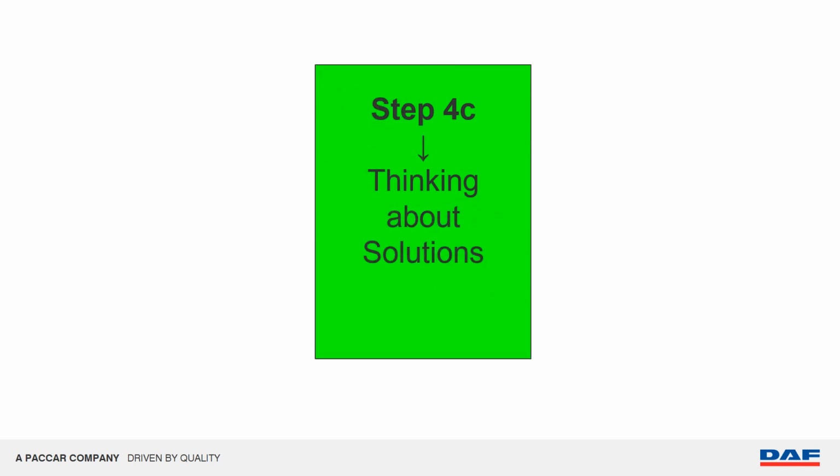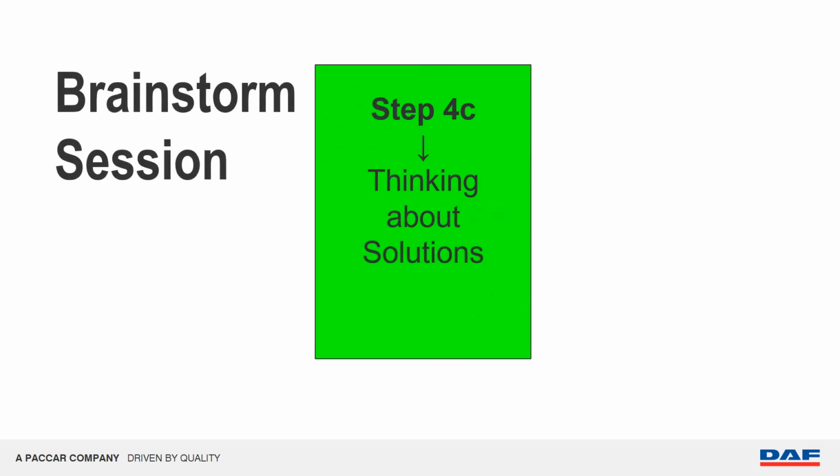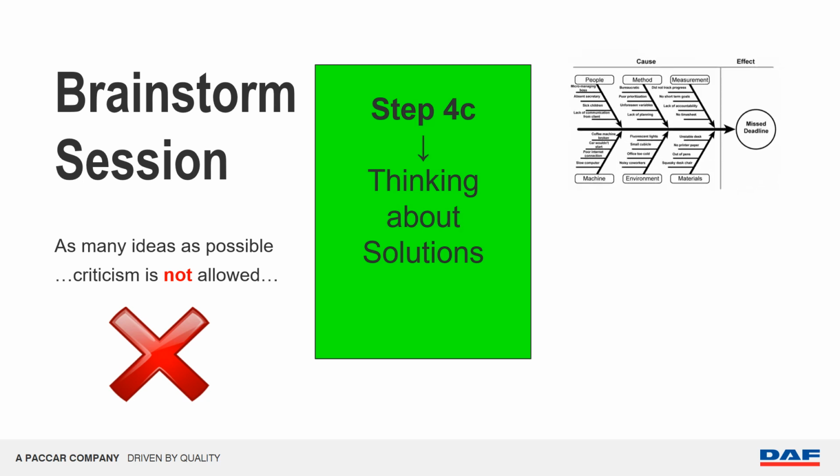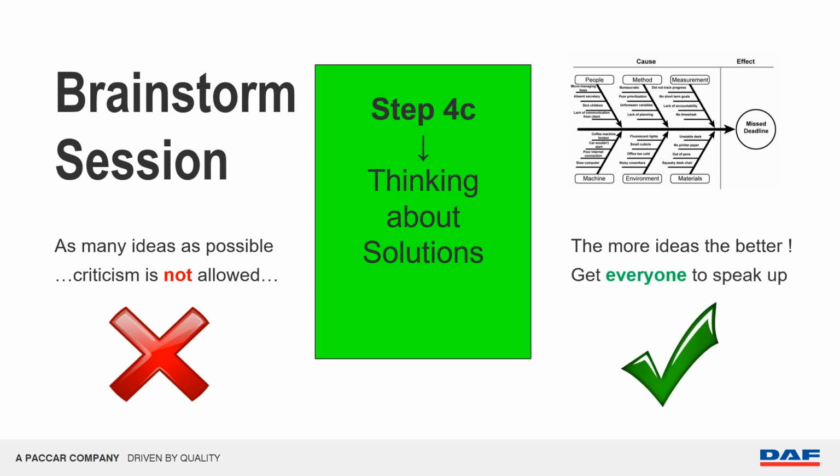Now it's time to start thinking about solutions. Have a brainstorm session. Get your team together and generate as many ideas as possible. And note, criticism is not allowed. A team member you make fun of once is not very likely to participate again. Consider using the fishbone diagram to give structure to the brainstorm using the 6 different categories. When it comes to brainstorming, the more ideas the better. And get everyone to speak up, make sure all your team members are involved.